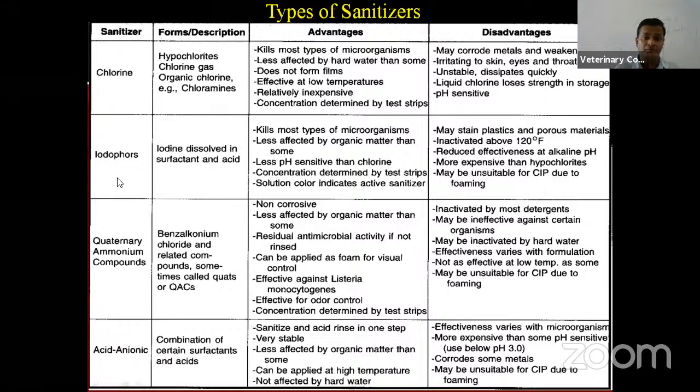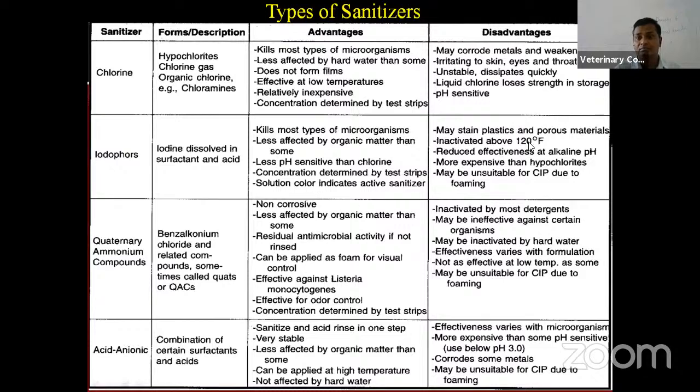Then comes the iodophores. Don't confuse iodophore with iodine. It is iodine dissolved in surfactant and acid. That's what an iodophore is. Surfactant is very important because mere iodine is not going to help in the food industry. It kills most compared to chlorine. Iodine is the strongest. It is less pH sensitive than chlorine.